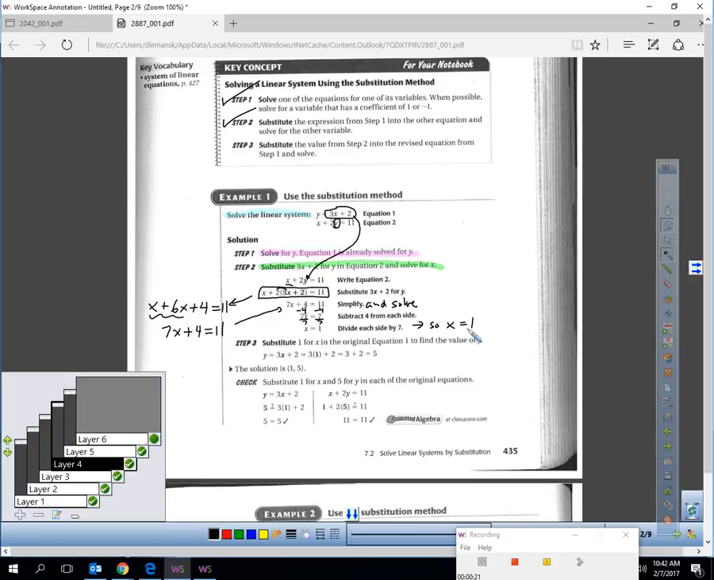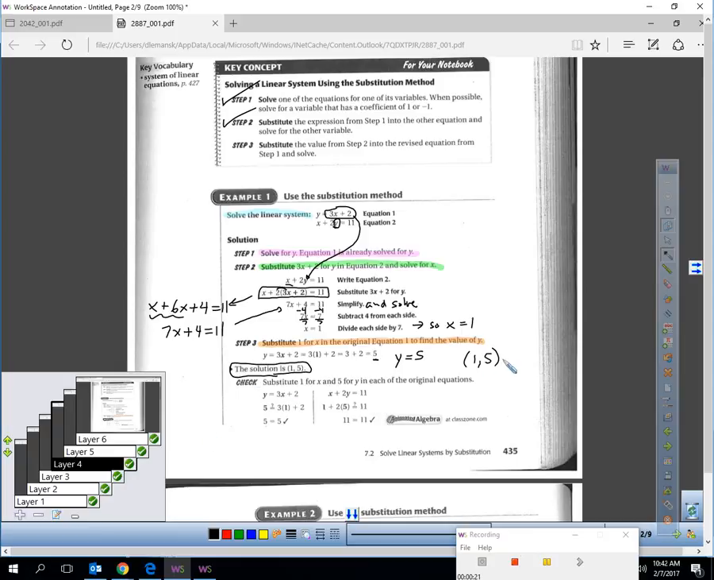Now we have to figure out y, which gets us to step 3. Take x is 1, substitute x is 1 in for x, and solve for y. So in other words, if I go back to y equals 3x plus 2, I can substitute a 1 in for x. You can see they're doing that here. They're putting 1 in for x. 3 times 1 plus 2 would equal 3 plus 2, which is 5. We just figured out y is 5. So x is 1, y is 5, and you can write that as an ordered pair.